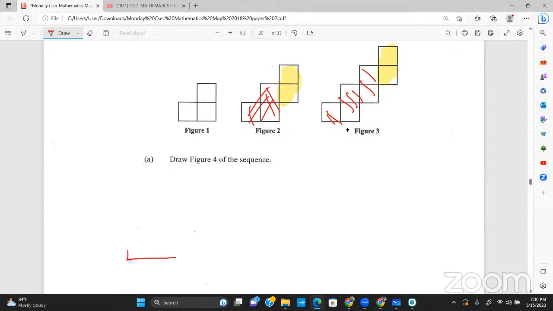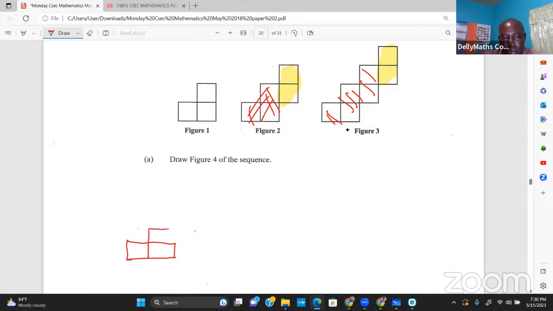Take your ruler out. You draw your thing, right? All right. That is figure 3 already, right? But you could see that what we're going to do now is just add this at the side, right?